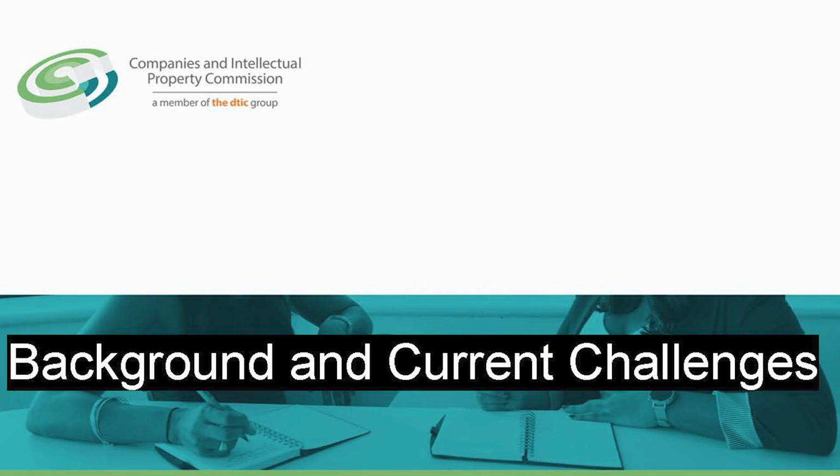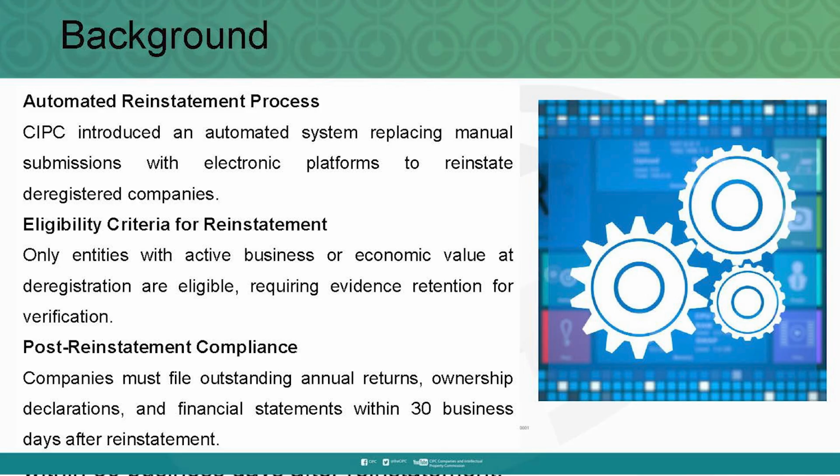So what is the current situation that we have on reinstatements? Yes, we've got a few challenges or troubleshooting items on the service because there's a payment module and there's updating of systems. Although we have automated, only entities with active business or economic value at deregistration are eligible, requiring evidence. And companies must file outstanding annual returns within 30 business days after reinstatement.